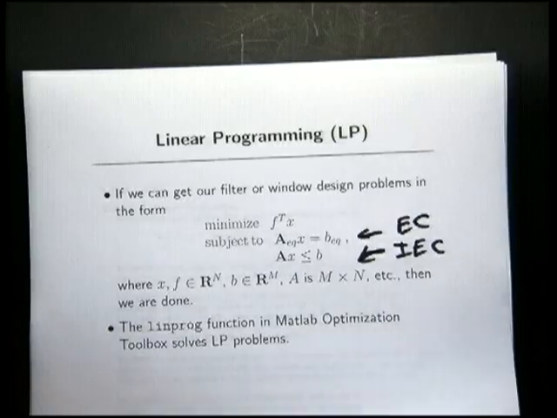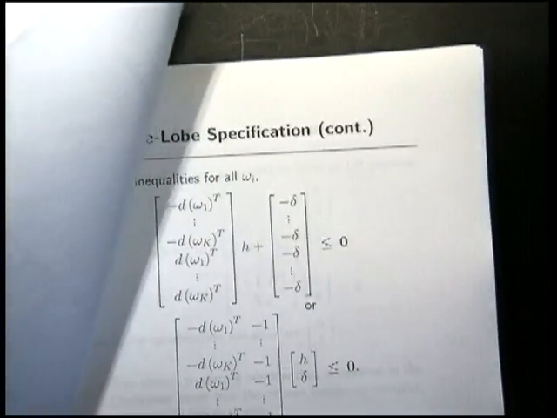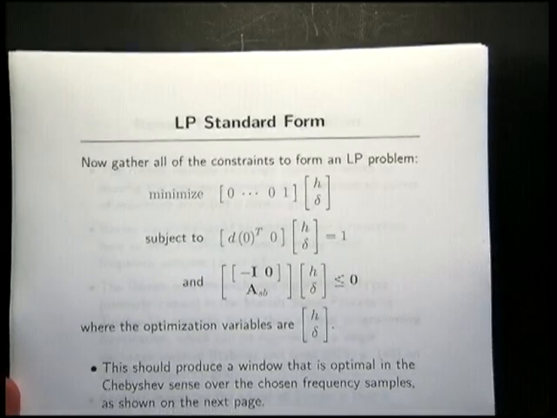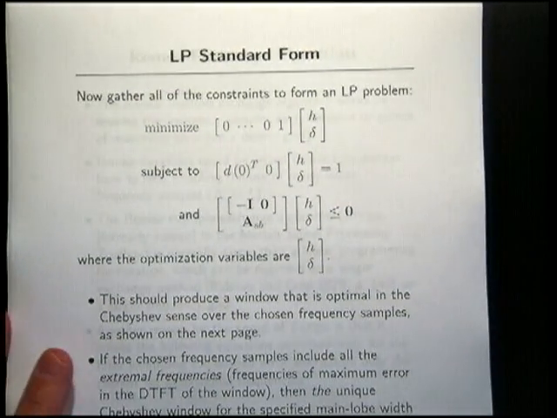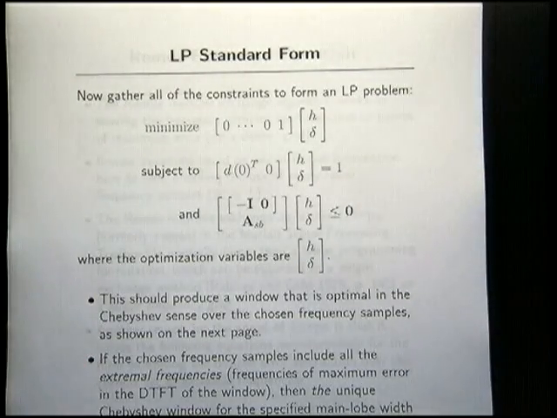Let me just fast forward to an example so that we can see what these matrices look like filled in. Let's see, what's the simplest case? Maybe this one. All right, so here's what our window problem is going to look like. H is half of our window. It's the unique sample. So we're working with symmetric windows. So we'll just design half of the window, and the other half we'll obtain by flipping the first half. And then delta is essentially the side lobe ripple.